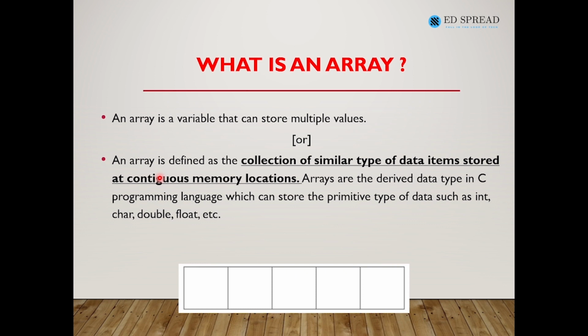Now, when we say continuous memory locations, an array has continuous memory locations. For example, now we are storing a set of numbers from 1 to 5. Here I am going to write 1, here 2, here 3, here 4, here 5. Let me take a pen and show it to you. 1, 2, 3, 4, and 5. Right.